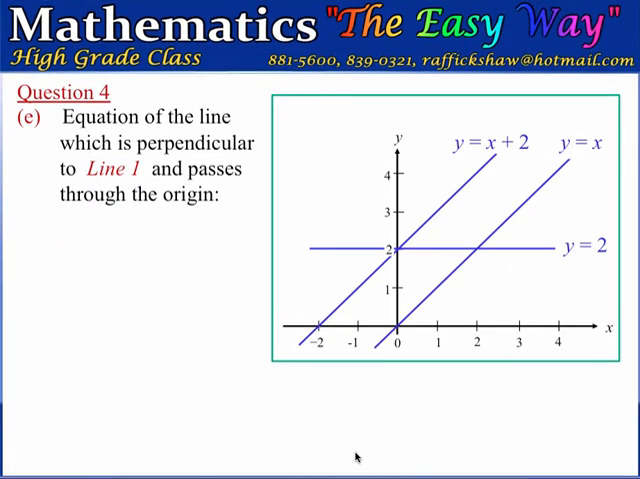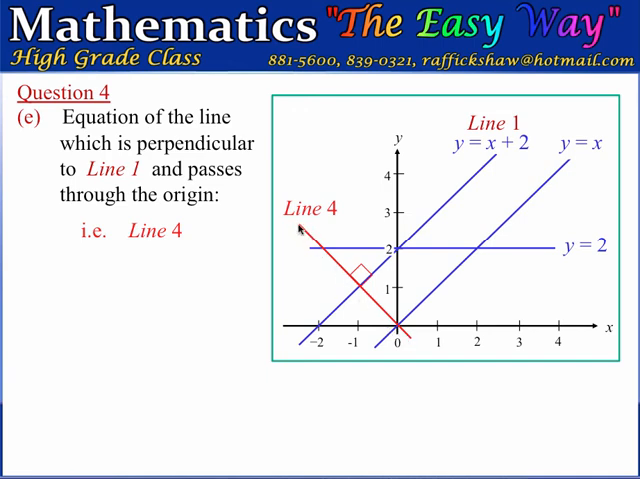Let's move down now to part E. Now part E wants us to write the equation of a line which is perpendicular to line 1 and passes through the origin. Now remember that line 1 is the line y equals x plus 2. And that line that we're going to draw, the perpendicular line, we're going to call it line 4. So we want line 4, that is perpendicular to this line 1 and also passes through the origin. And we can show that line. This is the line that we want.